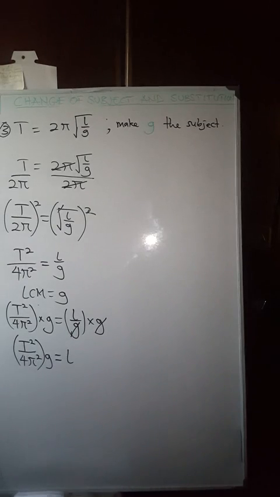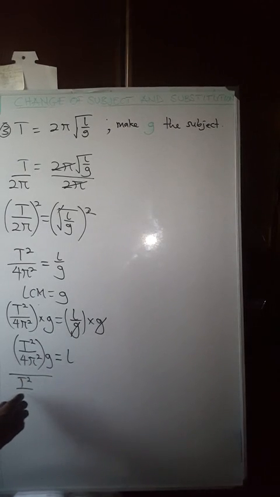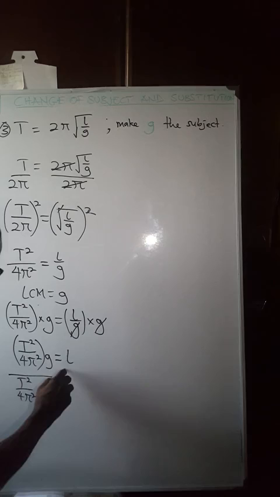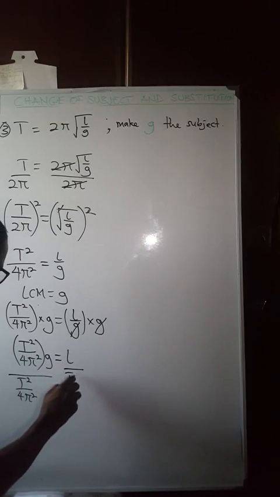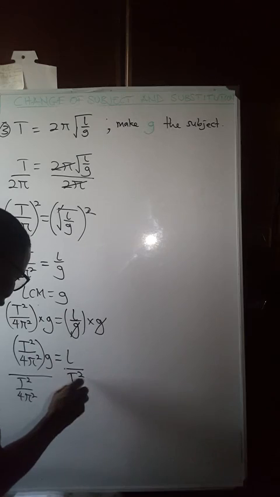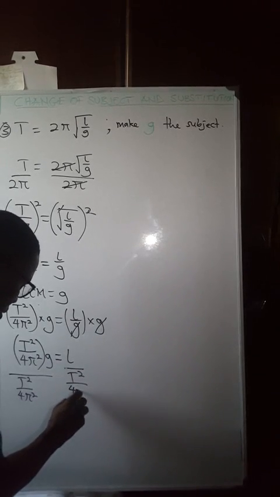So what do we do next? We divide both sides by T squared over 4 pi squared. Divide this side also by T squared. Sorry. Divide this side too by T squared out of 4 pi squared.